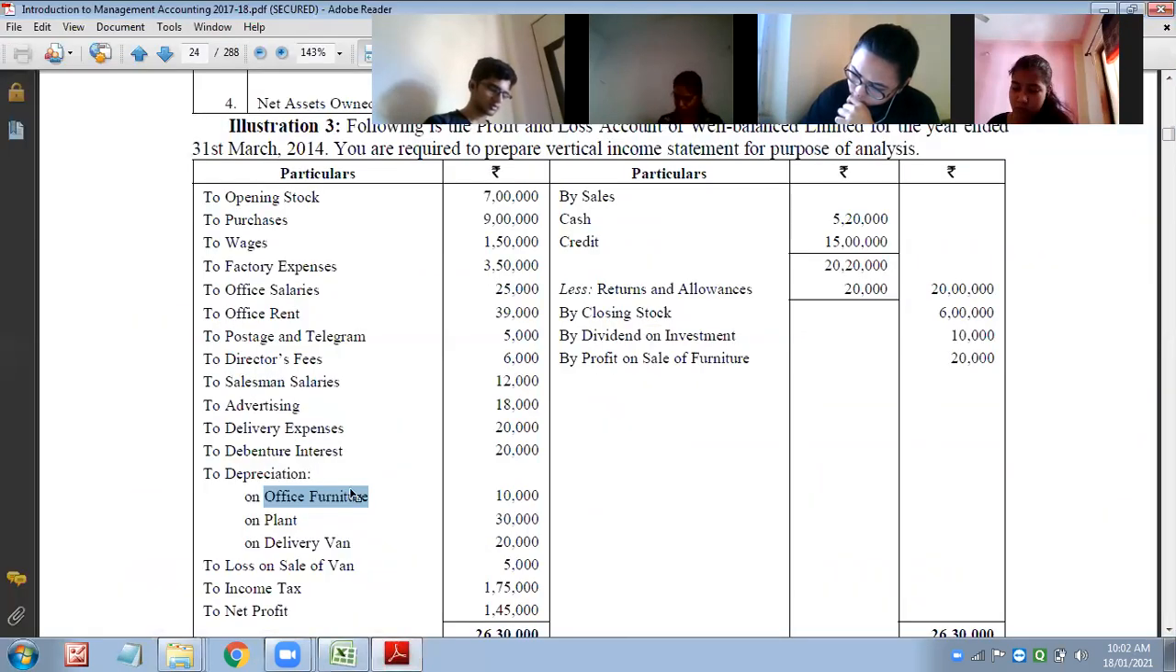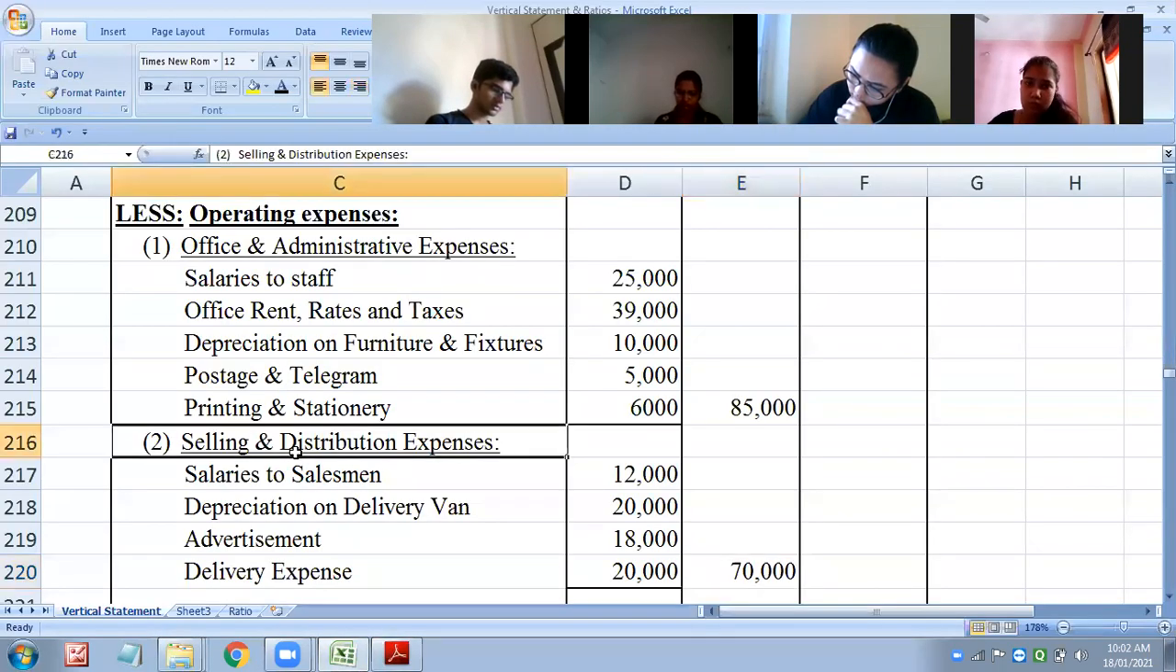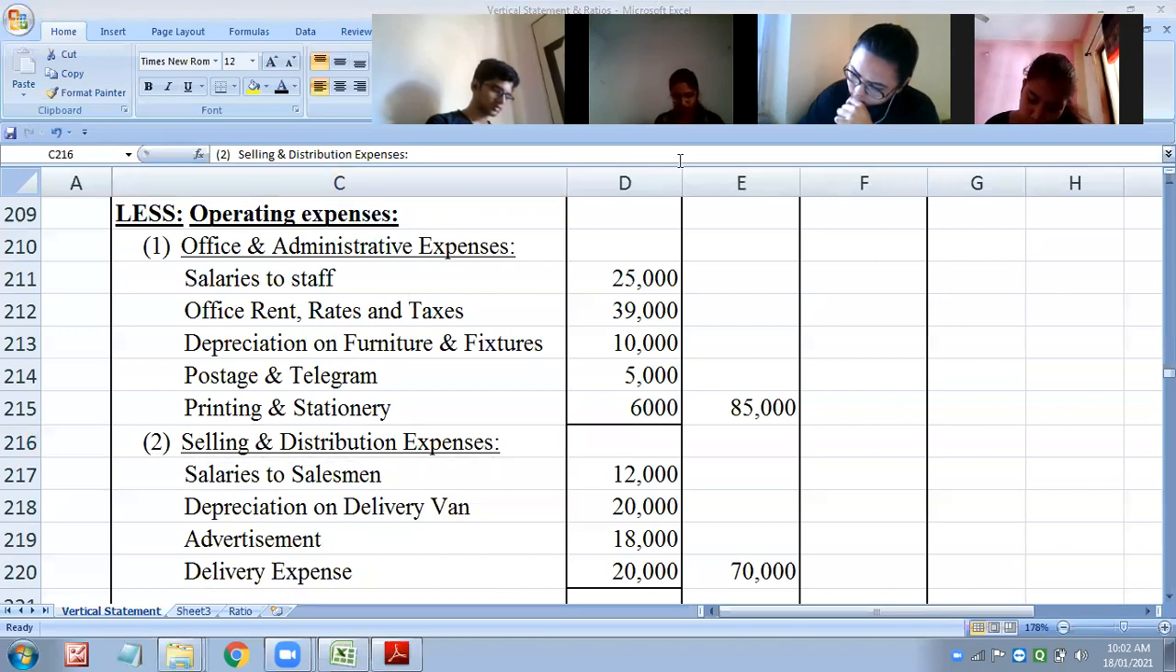So once again, from the selling and distribution head, I have taken all that was related to selling and distribution and I have written all those expenses together. So I found the total selling and distribution expenses is 70,000. Total office and administration is 85,000.